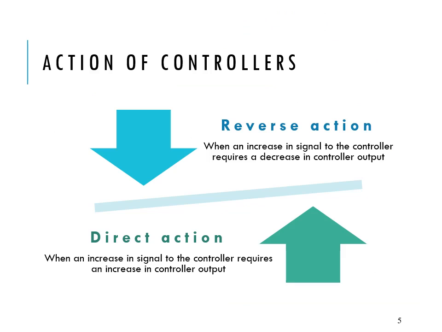There are two types of action of the controller. The first one is the reverse action, and the second one is the direct action. So what is the direct action? When an increase in signal to the controller requires an increase in controller output. Whereas for the reverse action, when there is an increase in signal to the controller, it requires a decrease in controller output.